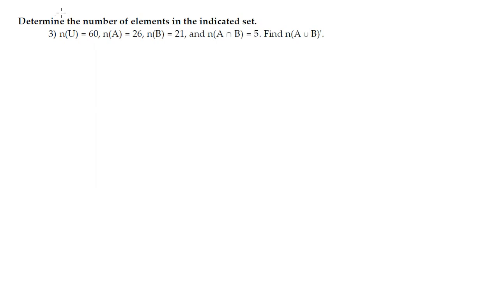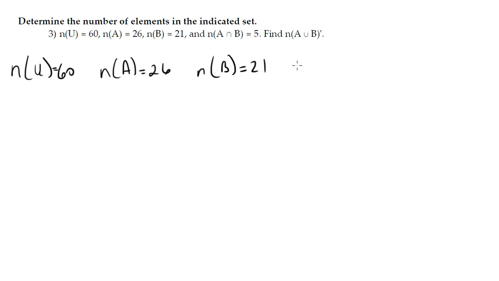Number 3, determine the number of elements in the indicated set. So the number of elements in the universal set is 60. The number of elements in A, 26. Number in B, 21. And the number in the intersection of A and B, 5. Now I can approach this in a couple of different ways.